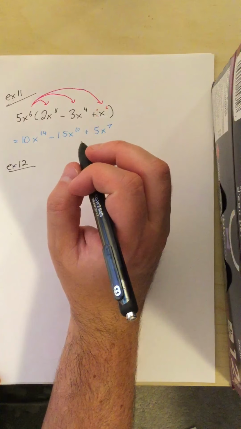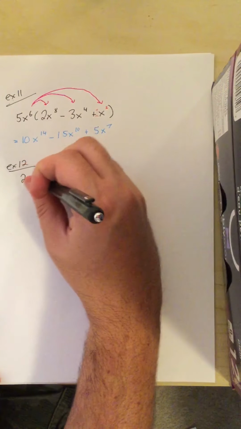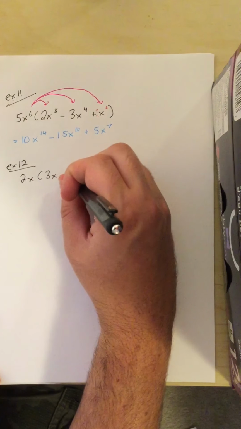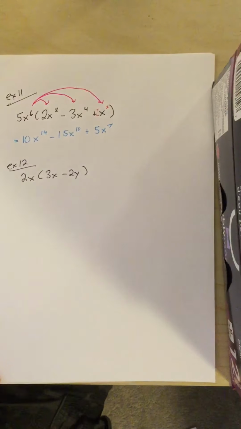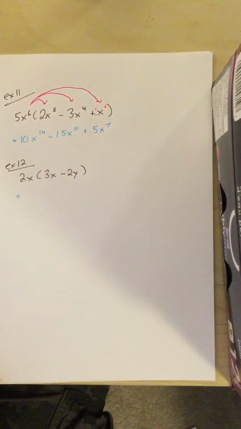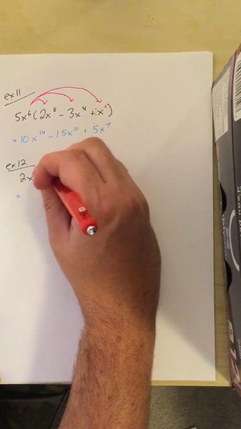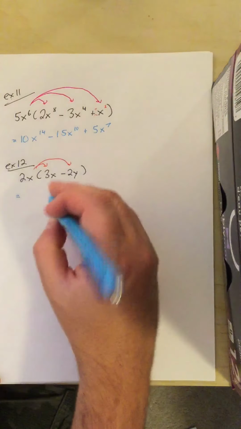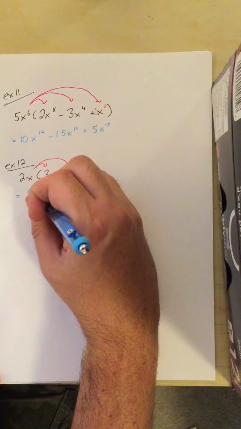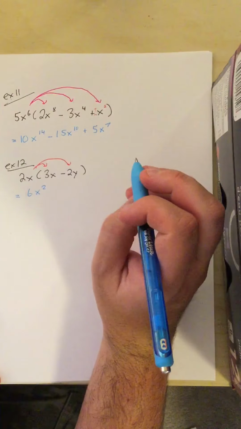Example 12. Let's introduce a different variable into this. So we have two variables in one equation. So 2x times 3x minus 2y. It multiplies to both of them as per normal. 2 times 3 is 6. X times x, x to the 1, x to the 1, x squared. Nothing new or exciting there.